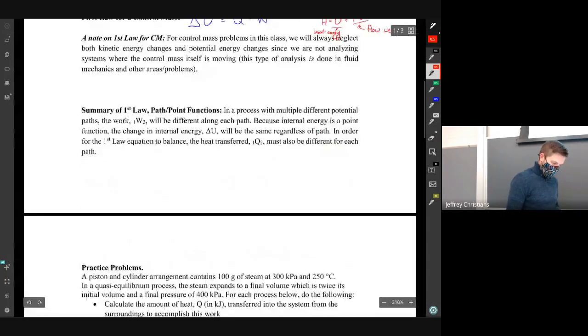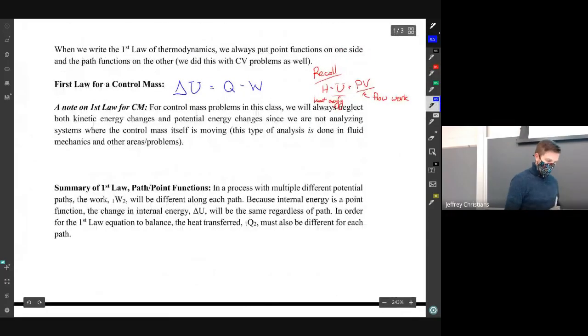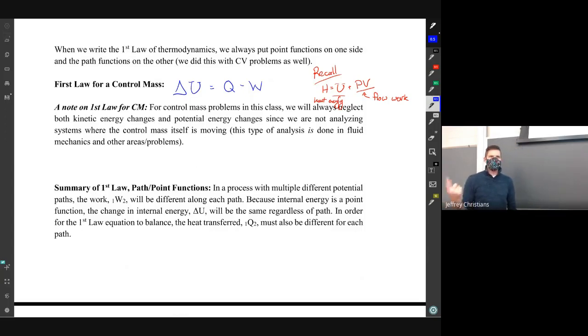Okay. So if we look at this equation, delta U equals Q minus W, one of the things that we can see is that internal energy was a point function. Heat and work were both path functions. So if we go from any initial state to any final state, it doesn't matter how we get there, delta U is always the same.